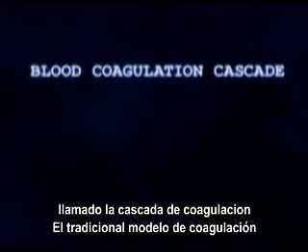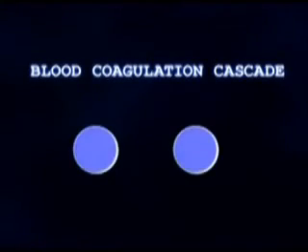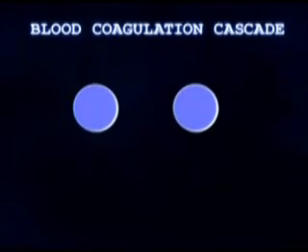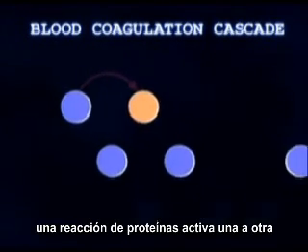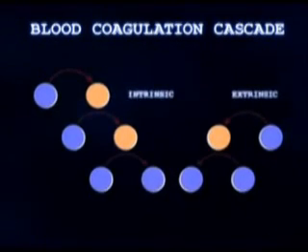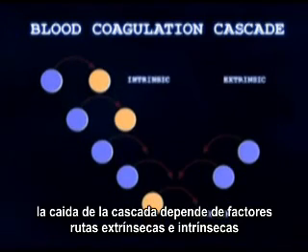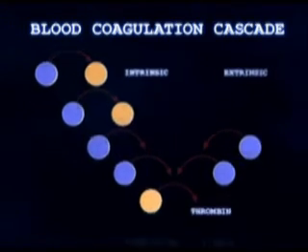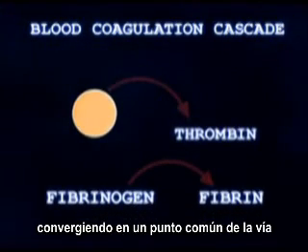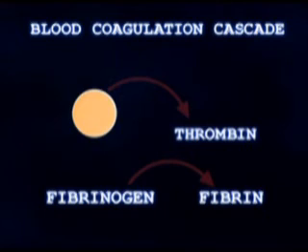The traditional model of coagulation, called the cascade model, conceived of clotting as a series of steps. One protein reaction activates another. The cascade follows the intrinsic or extrinsic routes that converge into a common thrombin-mediated pathway.